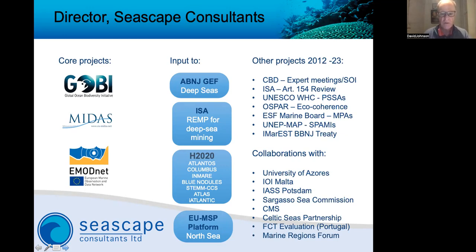And one of the reasons I put this slide up is that in the ocean governance and ocean policy world, one of the things we're very guilty of is using acronyms all the time. And it makes it even more confusing. But the International Seabed Authority, the ISA, for example, is quite a mouthful, and the Regional Environmental Management Plan for deep sea mining, the REMP, is even more complicated. So people working in ocean governance and ocean policy tend to use acronyms a lot.